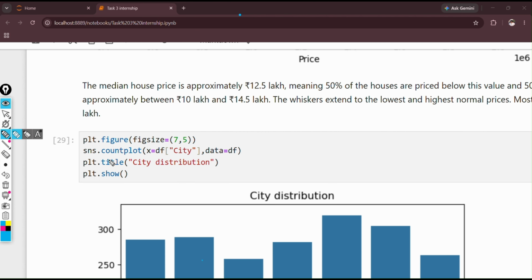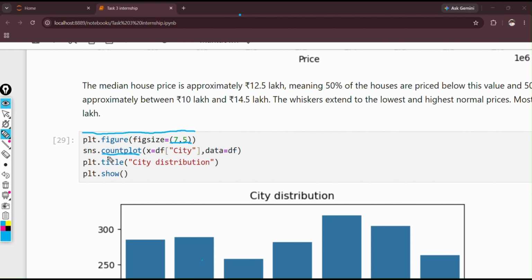Now, let's move to a count plot, which is used to visualize the frequency of categorical data. Now, I am creating again a new figure using Matplotlib. The plt.figure function creates a blank area where a graph will be displayed. The figsize of (7, 5) sets the width of the graph to 7 inches and the height to 5 inches.